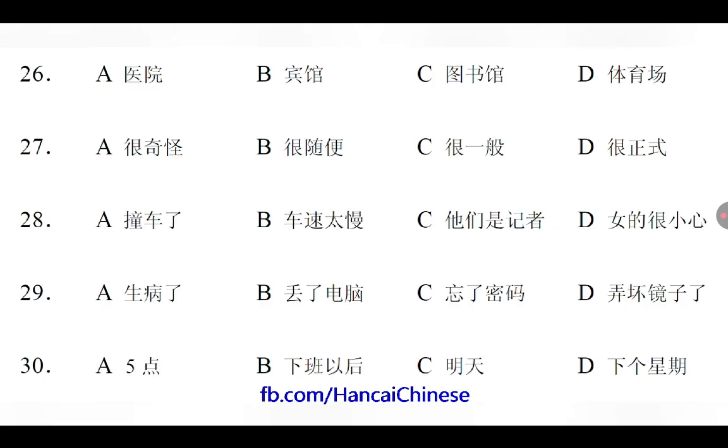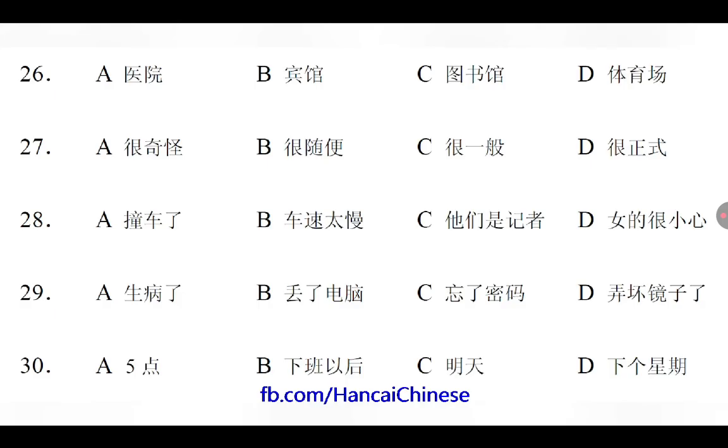28. 危险！你开得太快了。好吧，好吧，我开慢点儿。你现在把车停下，我来开。开得太快啊！开得太快啊！ What does it mean?